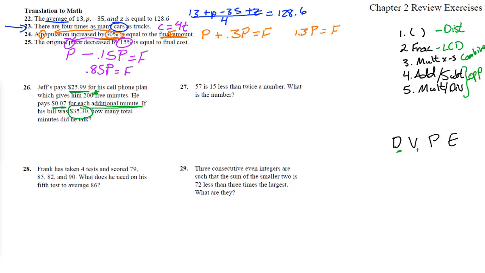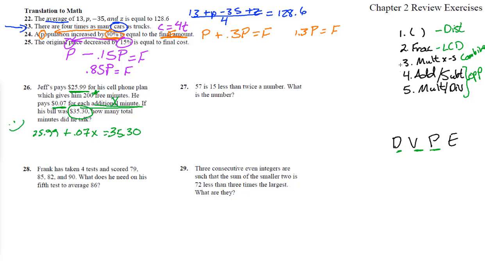So we got to pick our variable. The total number of minutes, these 200 are free. Let's pick x as the additional minutes. So he pays $25.99. Now we're going through the plan, plus 7 cents for every minute. So for each additional minute, times the number of minutes, and that ends up being 35.30. Hey, look, we have an equation.